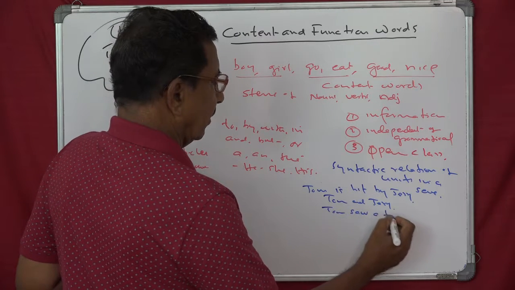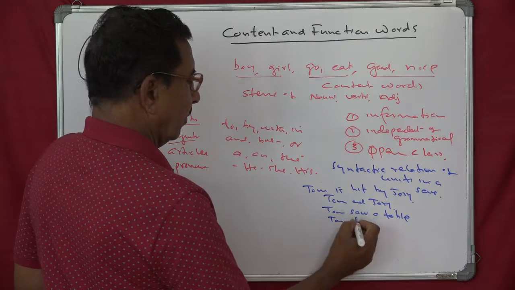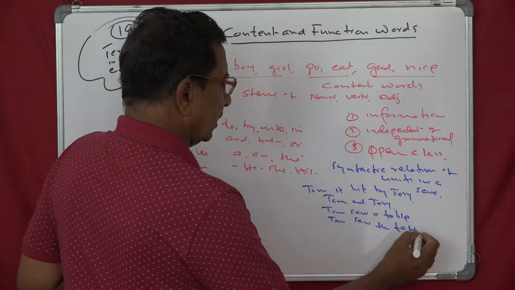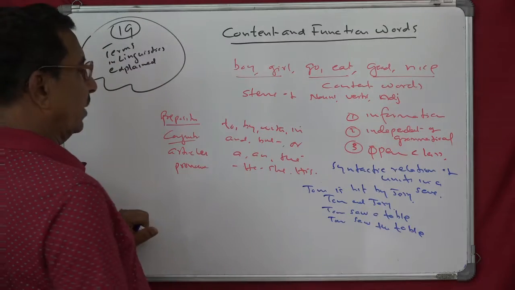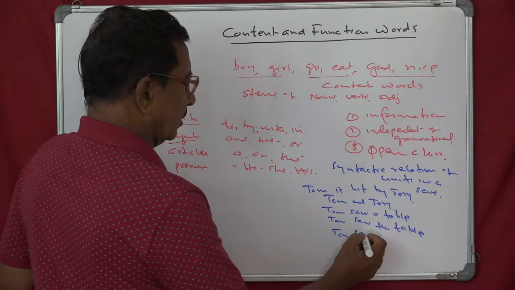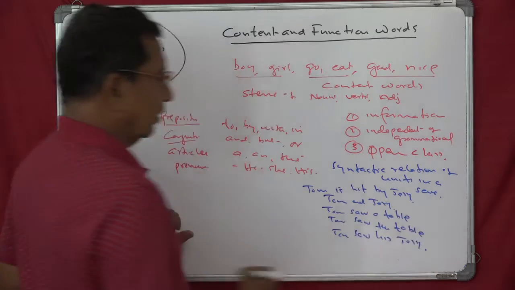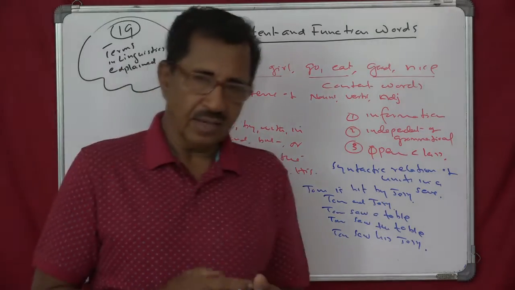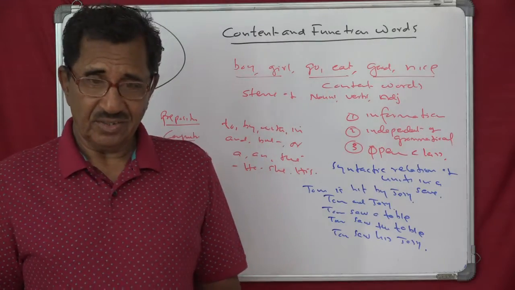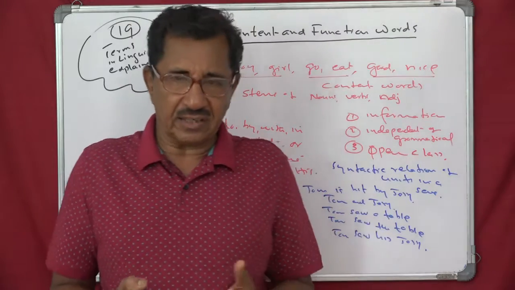a table. Not just Tom saw table, but Tom saw a table, or Tom saw the table. We don't say Tom saw just mere table. See? Tom saw his Jerry. See, these are syntactic relations. You cannot say Tom saw Jerry, then that will be a different meaning. So this is why we call these function words. They have got a function.